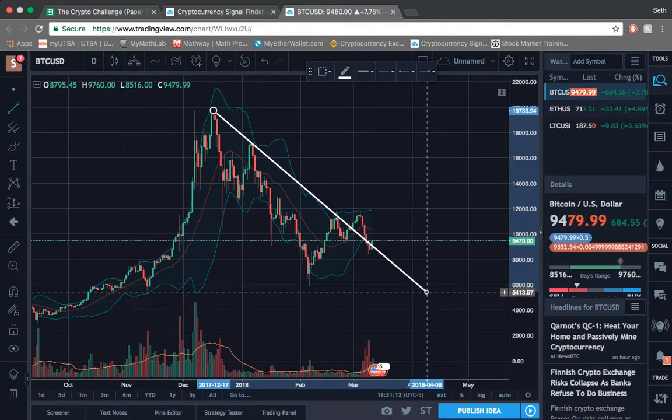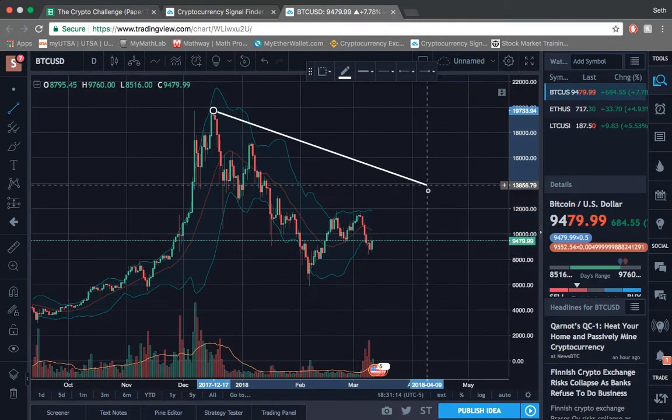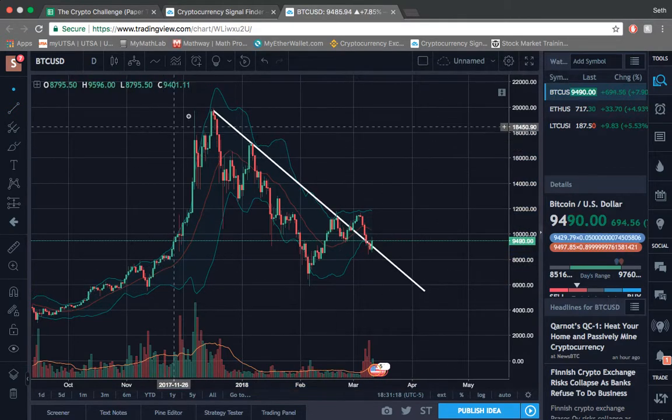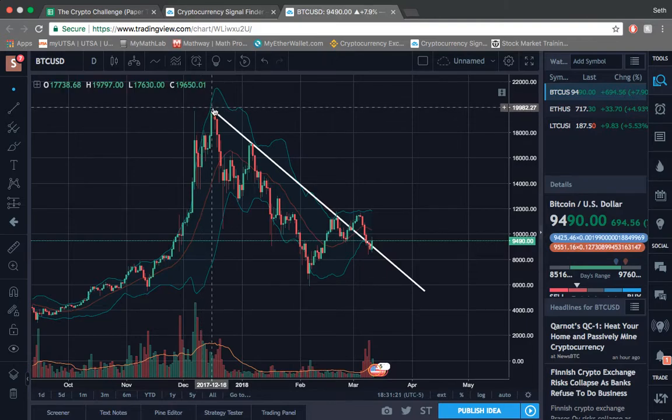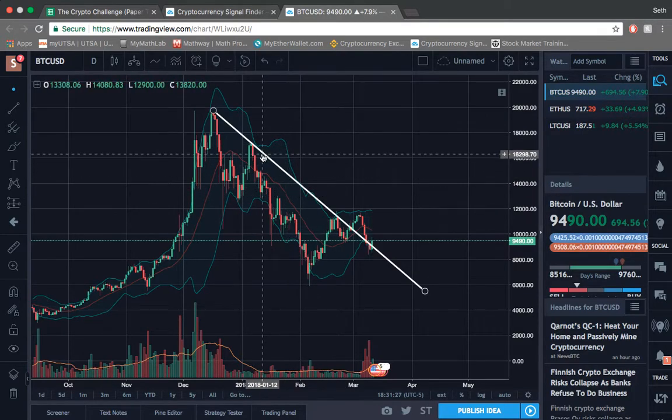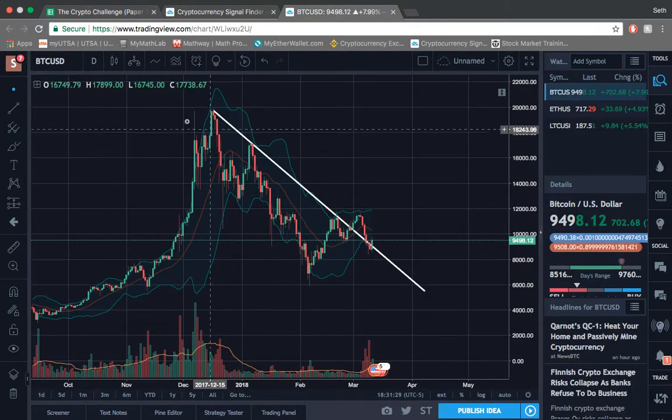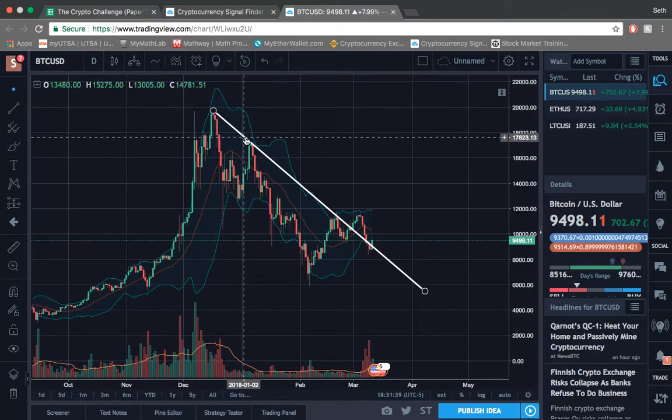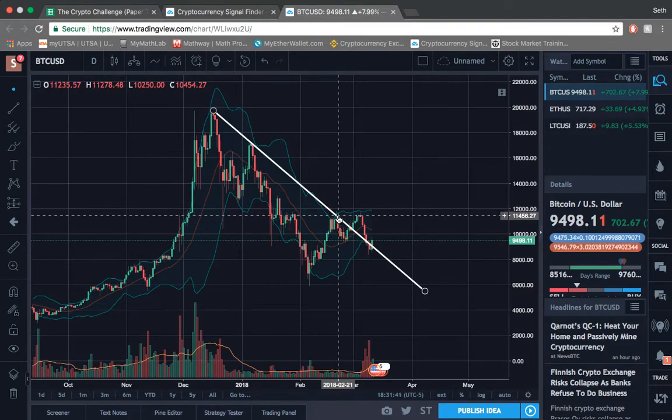So as you can see right there, oh, didn't place. As you can see right there, we have the start of the downtrend. I actually think we are gonna, or I'll talk about that in a little bit. So yeah, guys, as you can see right here, this is the start of the downtrend on December 17th of 2017. As you can see, we have the first touch, the second touch, the third touch.